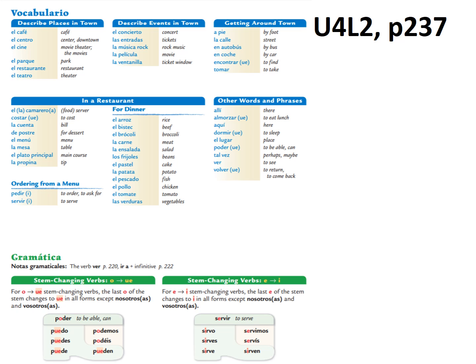En coche, by car. Encontrar is an O to UE stem changing verb, means to find. Tomar means to take. In a restaurant, el camarero would be a food server who happens to be a dude. La camarera would be a food server who happens to be a chick. Costar is an O to UE stem changing verb, means to cost. La cuenta is bill, like what the server brings you at the end of your meal so that you can pay for your meal. De postre, for dessert.